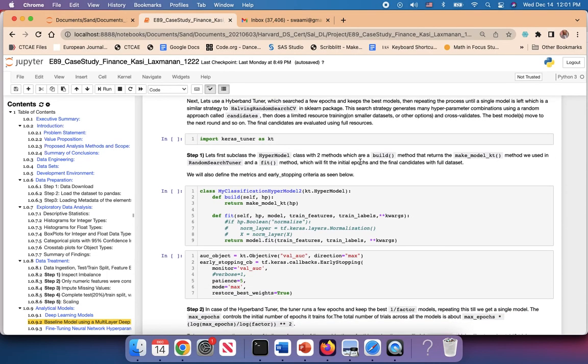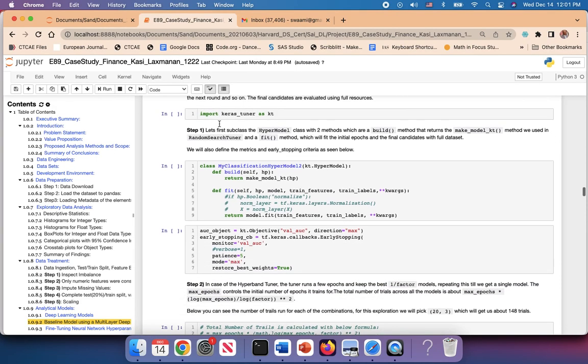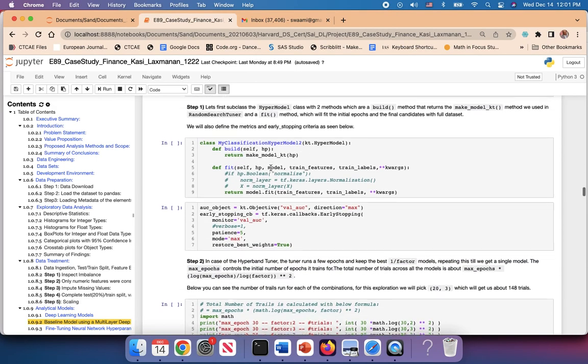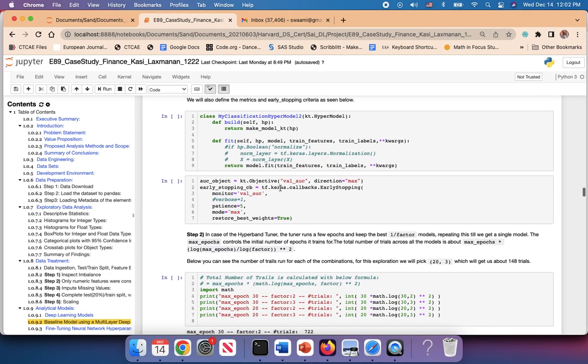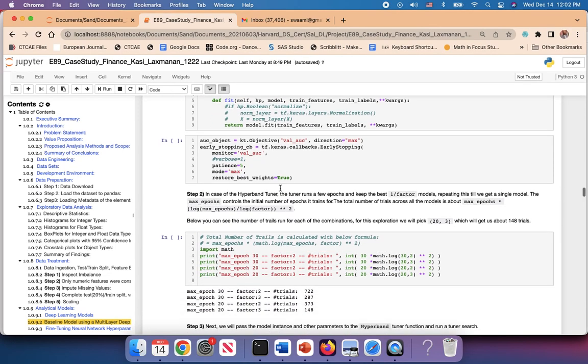In order to be able to run the hyperband tuner, first we will need to subclass the hypermodel class, and then we have two functions there: a build function that will use the make model function that we considered before, and then a fit method, which will basically take the training data and the training labels and be able to fit the model.